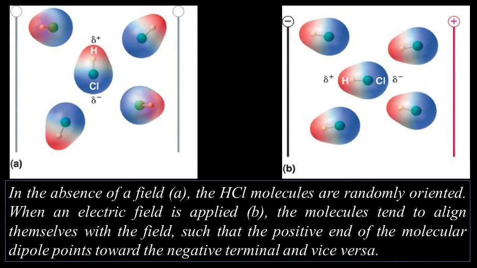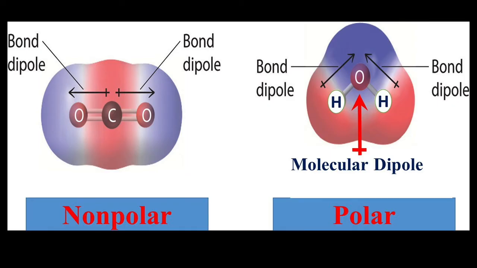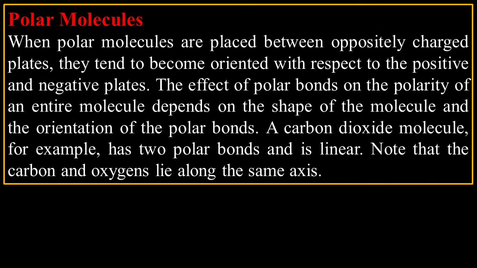Here we have hydrogen chloride lining up, same thing as the other ones. Here I have another molecule with an obvious net dipole lining up appropriately, positive and negative. Here I have carbon dioxide, which is nonpolar, and then I have water, which is polar. In carbon dioxide, the dipoles cancel, and you have a net dipole with water. When polar molecules are placed between oppositely charged plates, they tend to become oriented with respect to the positive and negative plates, as we just saw.